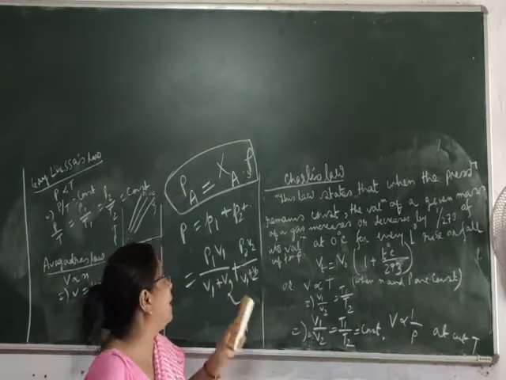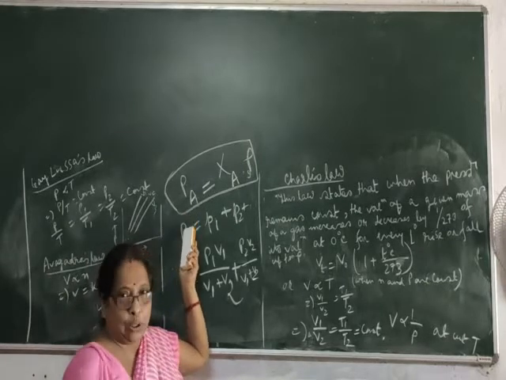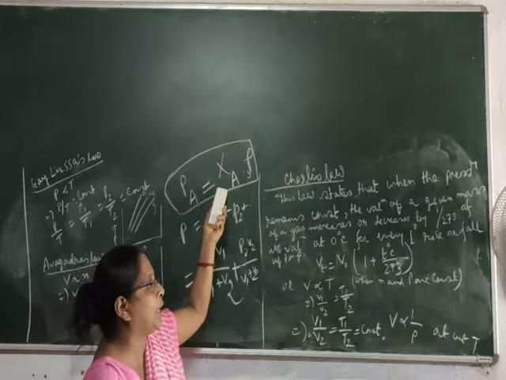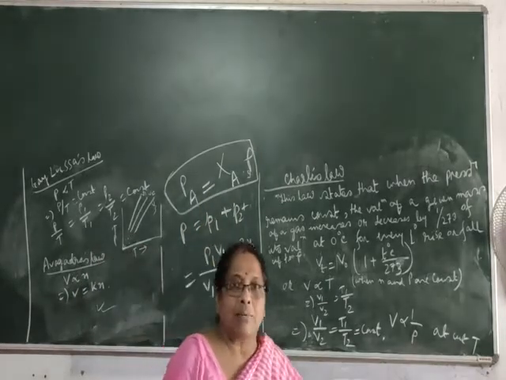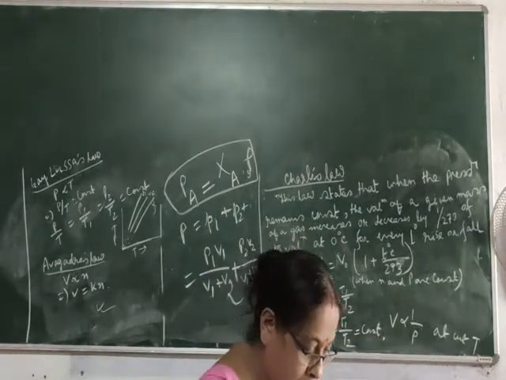In another way, the partial pressure of an individual gas molecule can be expressed by the mole fraction of that component times the total pressure. So this is our Dalton's law of partial pressure. Next is our Graham's law of diffusion.